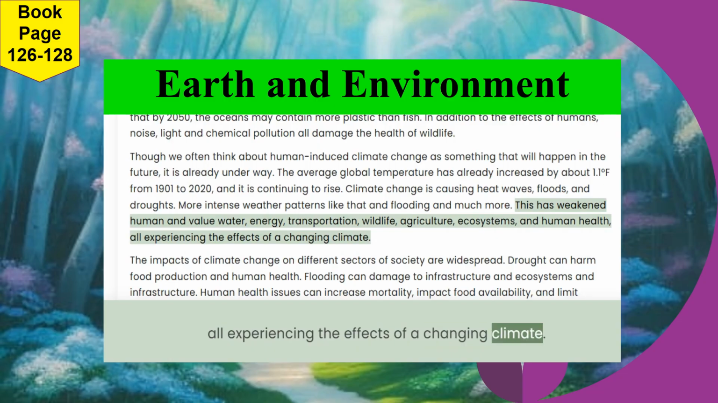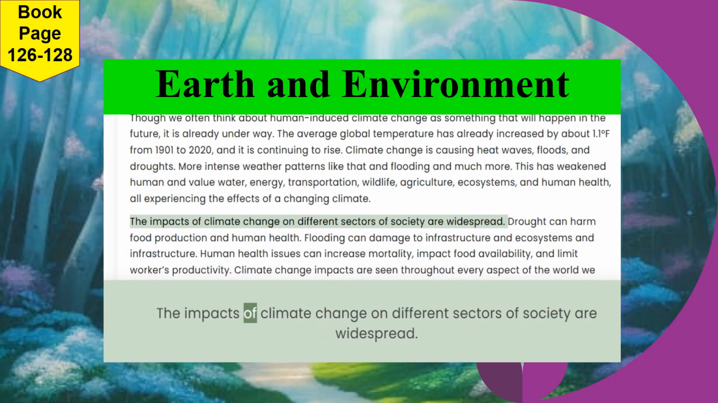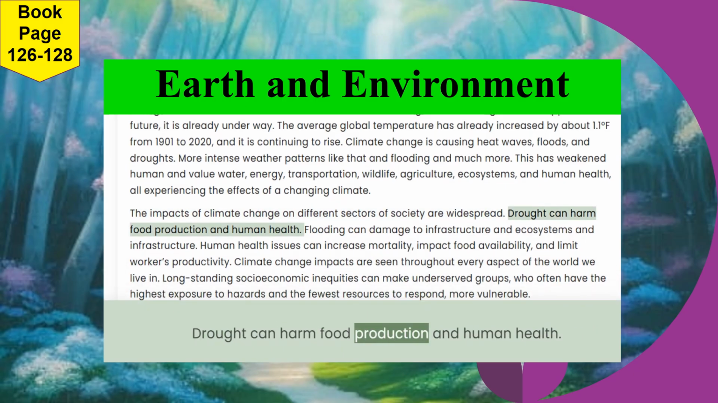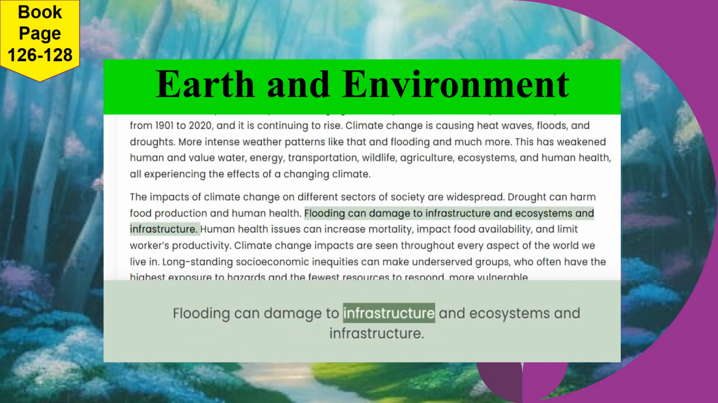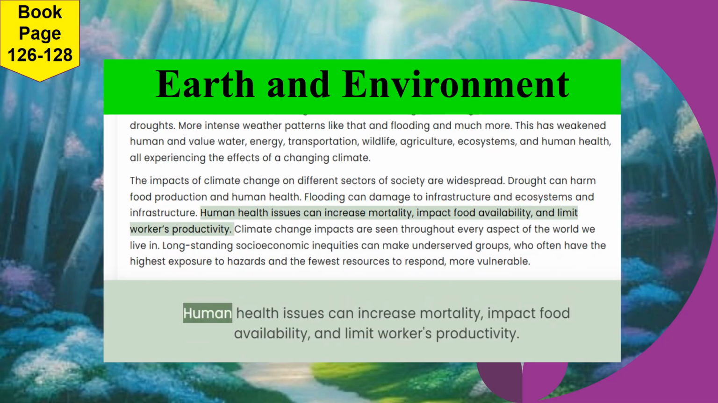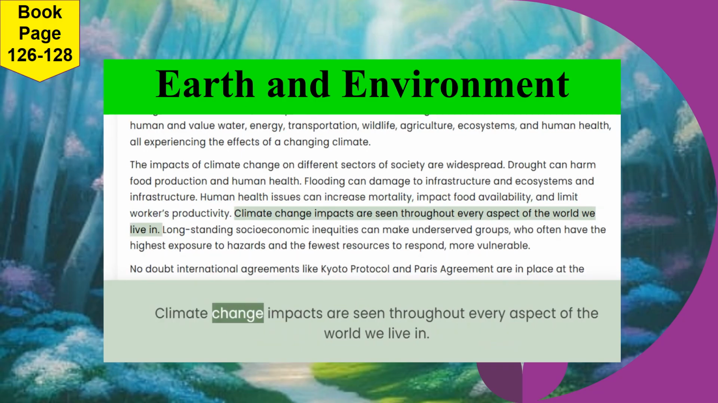The impacts of climate change on different sectors of society are widespread. Drought can harm food production and human health. Flooding can damage infrastructure and ecosystems. Human health issues can increase mortality, impact food availability, and limit workers' productivity. Climate change impacts are seen throughout every aspect of the world we live in.